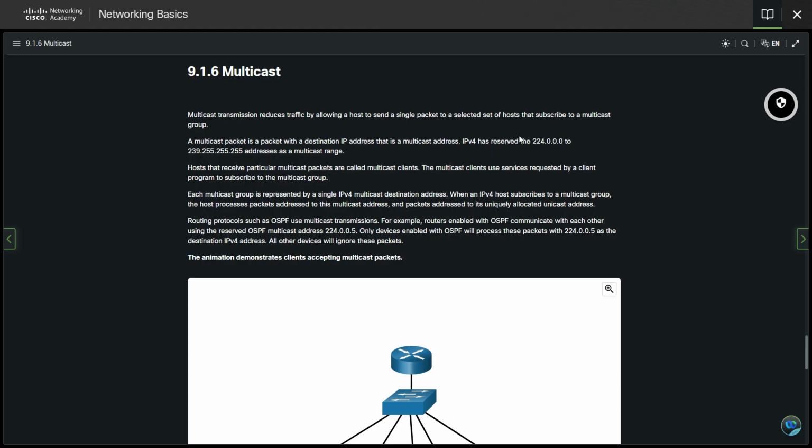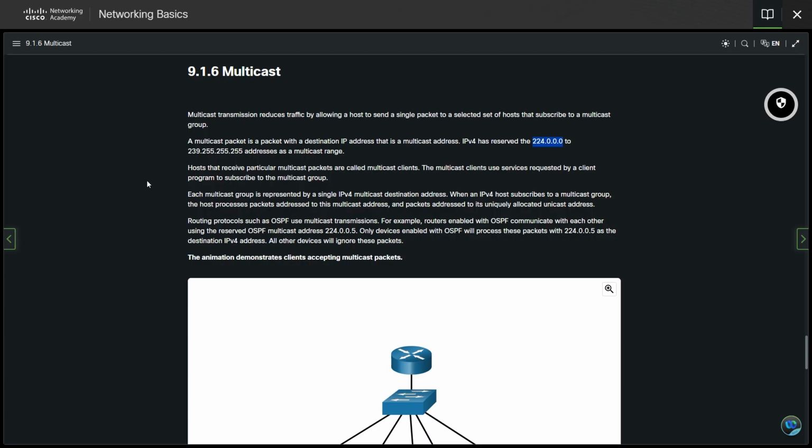IPv4 reserves the addresses from 224.0.0.0 to 239.255.255.255 as a multicast range. Hosts that receive particular multicast packets are called multicast clients. The multicast client uses a service requested by a client program to subscribe to the multicast group.